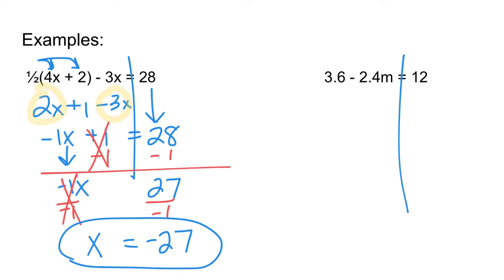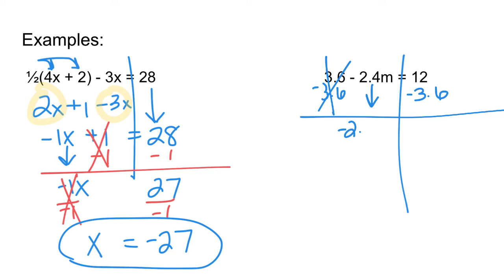Even though there's subtraction right here in the problem, that minus is attached to the 2.4, so it's going to get treated like a negative 2.4 right here. The 3.6 that's right here is positive. So the only way to get rid of that positive 3.6 would be to subtract it from the problem. So 3.6 minus 3.6 becomes 0. So I'm going to subtract 3.6 over here. And so my negative 2.4m comes down. 12 minus 3.6 is going to give me 8.4.